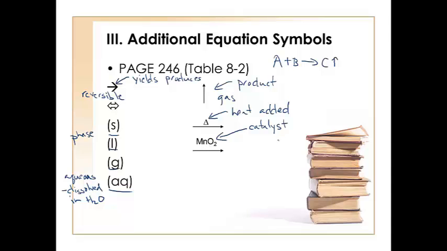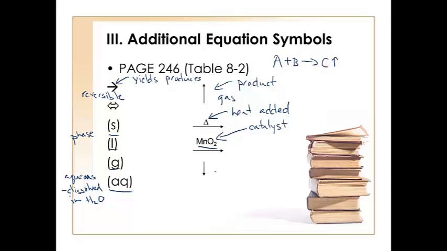What is a catalyst? A catalyst will speed up a reaction, and it will participate in a reaction, but it does not get used up. Meaning, if you start with MnO2, you also end up with MnO2. It'll be unchanged. It did participate in the reaction. If you start out with 0.5 grams, you still end up with 0.5 grams of MnO2 when you're done.